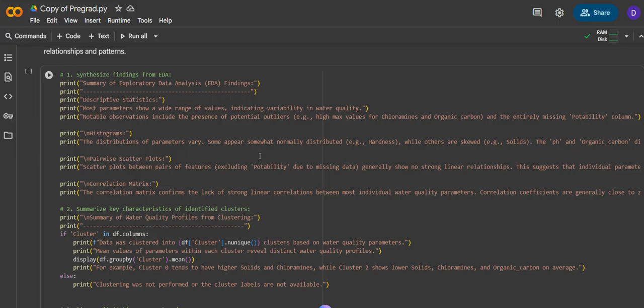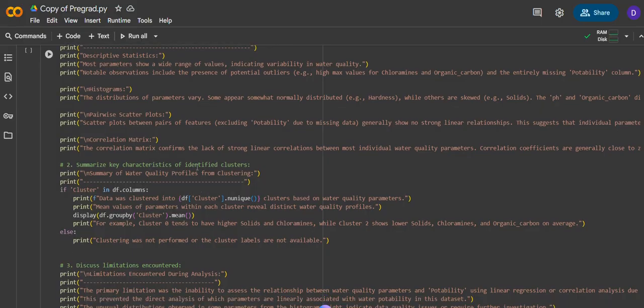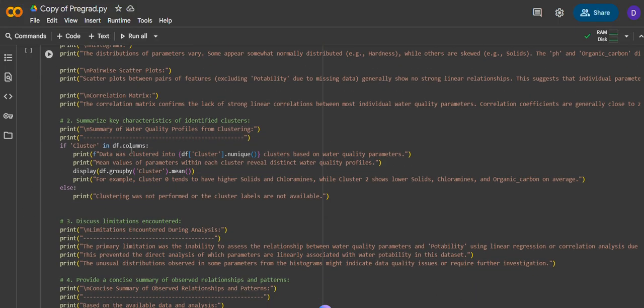and as a result, it means that there are certain points which are very close together on a map, and there are certain points which are very far. The scatter plots between pairs of features, excluding potability, as the potability column is missing. The correlation shows that there is not a strong linear correlation between the individual water quality samples. So the whole thing comes to this point: the correlation is not effectively proven, but the multi-parameter analysis is effectively proven.